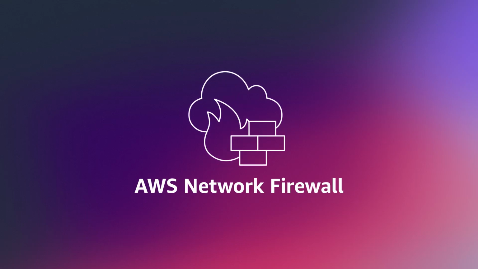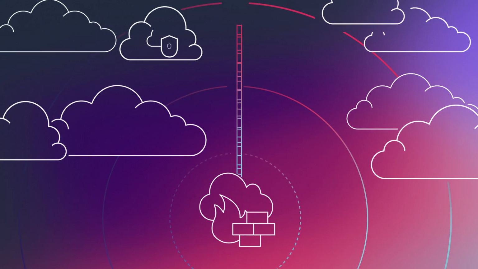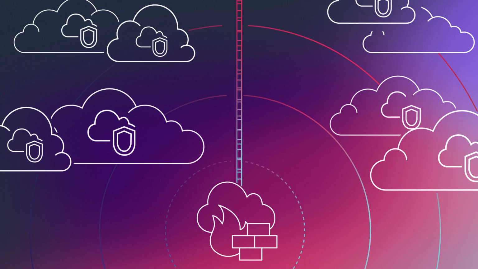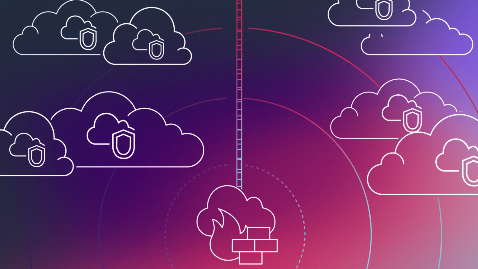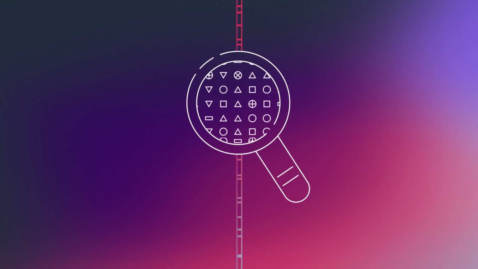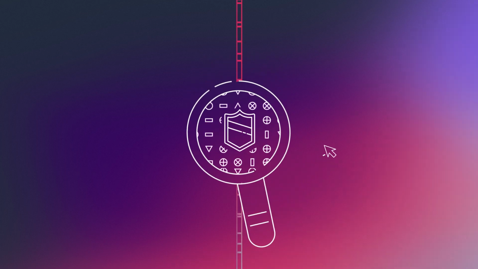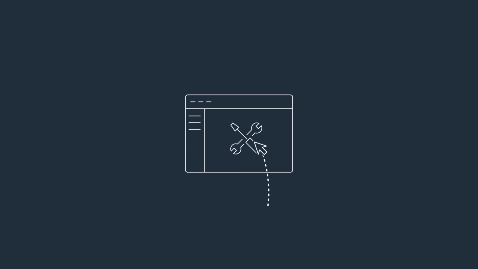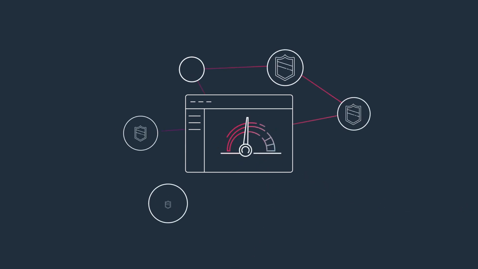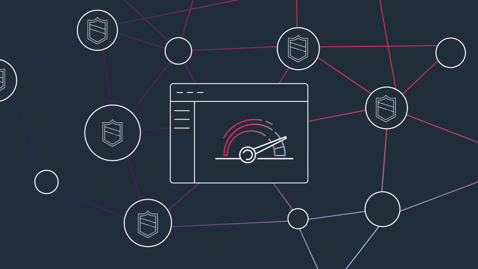AWS Network Firewall is a fully managed service that makes it easy to deploy essential network protections for all your Amazon virtual private clouds, including features that can prevent threats and provide protection from malicious network activity. The service can be set up with just a few clicks and scales automatically with your network traffic.